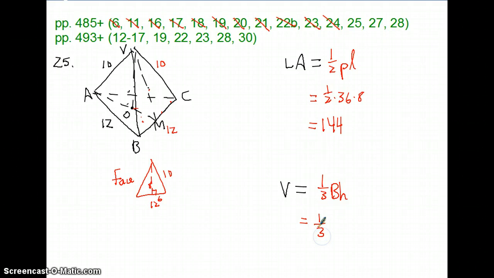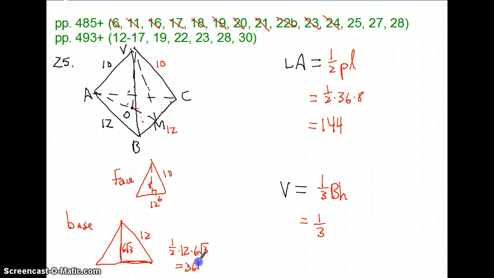1/3 area of the base times height. Well, I don't really have any of those things right now. The base looks like this. I have a 12 there. This would then be 6. This is 6 square root 3. So the area of the base is half times base times height, which is 36 square root 3. Okay, so 36 square root 3 times the height. Okay, the height I still don't know.